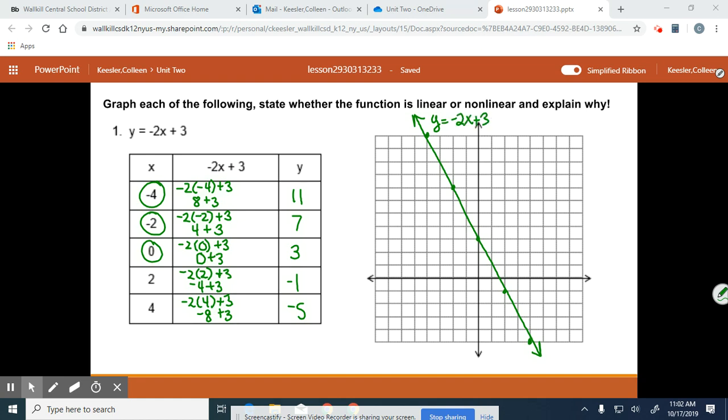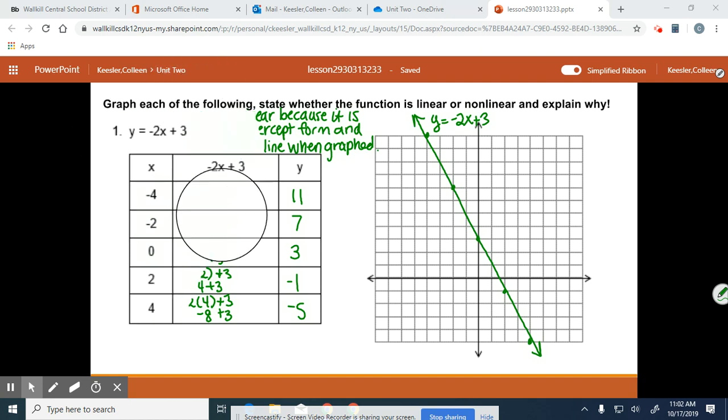We know we have a linear function, not only because it's in slope-intercept form, but it's also a straight line when it's graphed. So we're going to say this is linear because it is in slope-intercept form, and a straight line when graphed. All right, so we already know linear functions. Let's take a look at what a nonlinear function might look like.